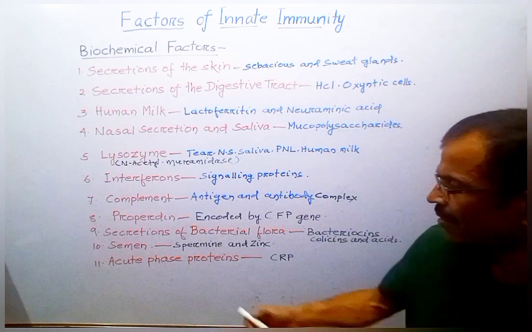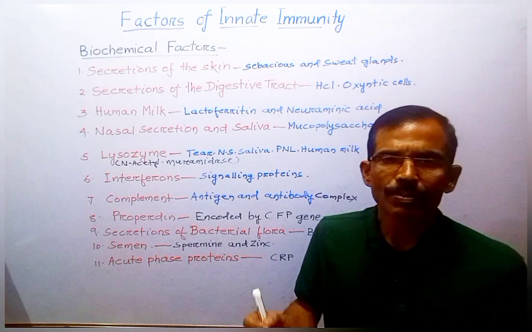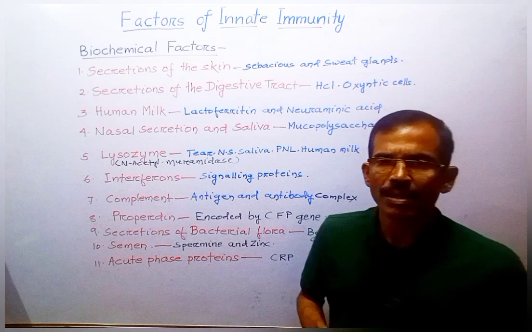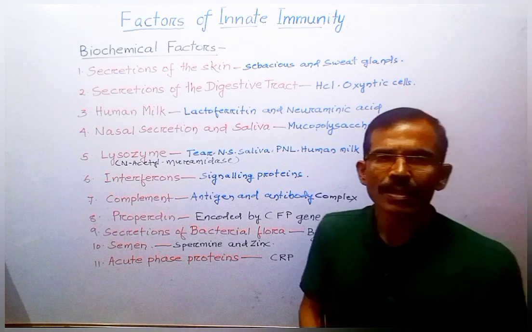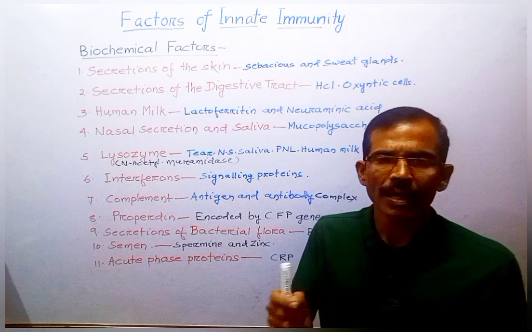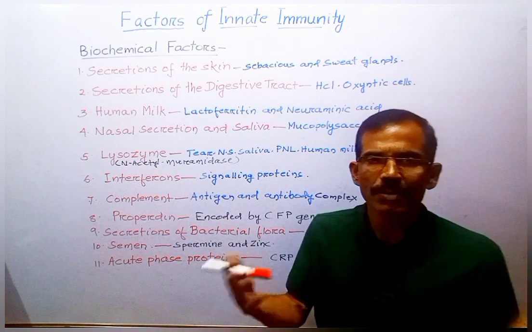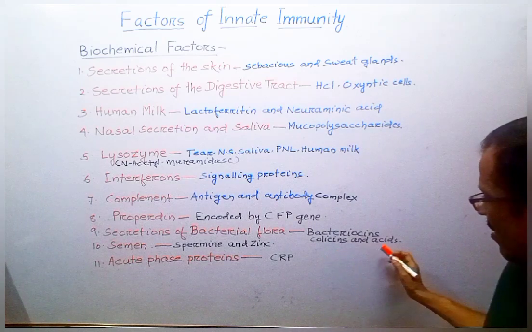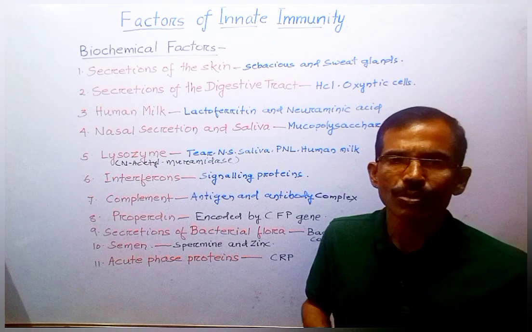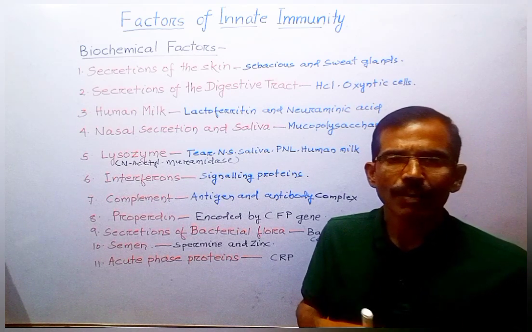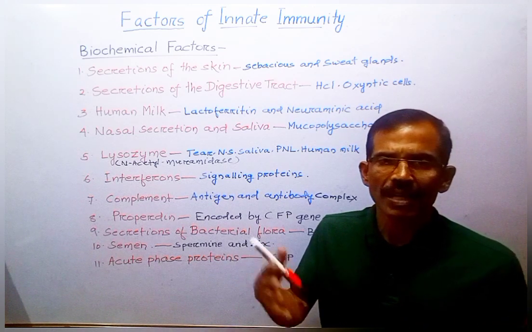Next factor is secretions of bacterial flora. Bacterial flora of the skin produce antimicrobial substances such as bacteriocins and acids. In addition, bacteria live in the human gut as commensals. These microorganisms also produce antibacterial substances such as colicins and acids, which prevent the entry of other microorganisms into the body. When these microorganisms are removed by antibiotics, pathogens get an easy access.